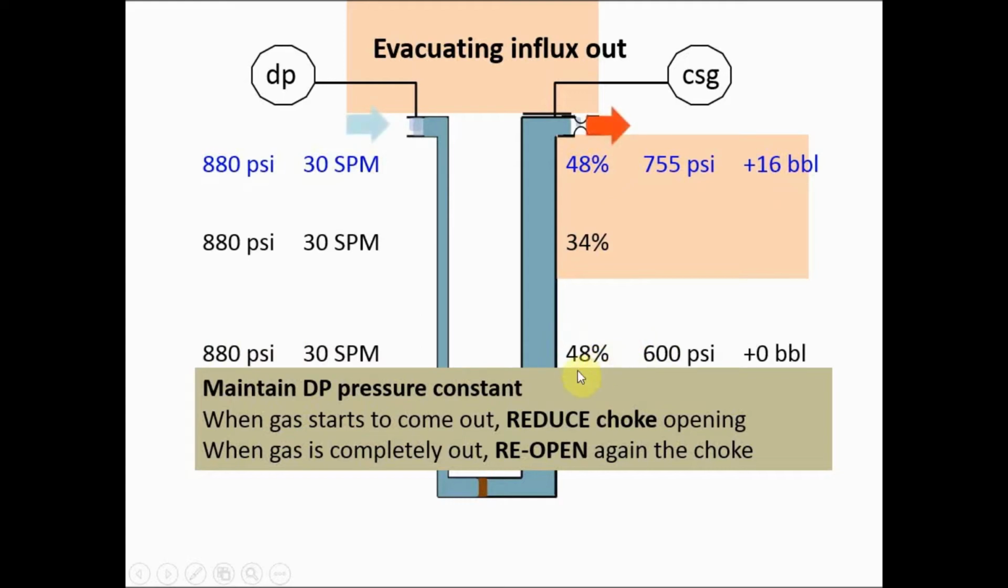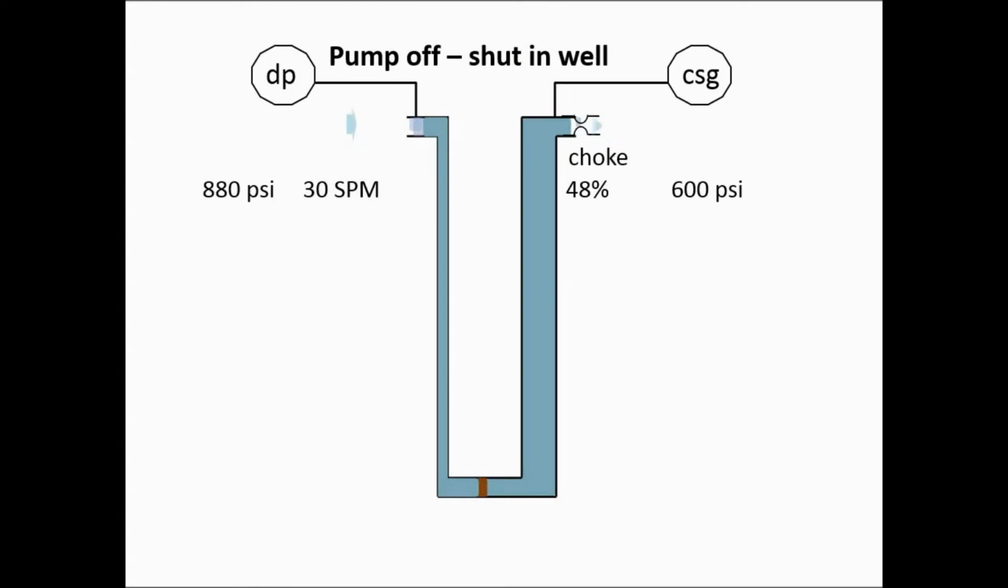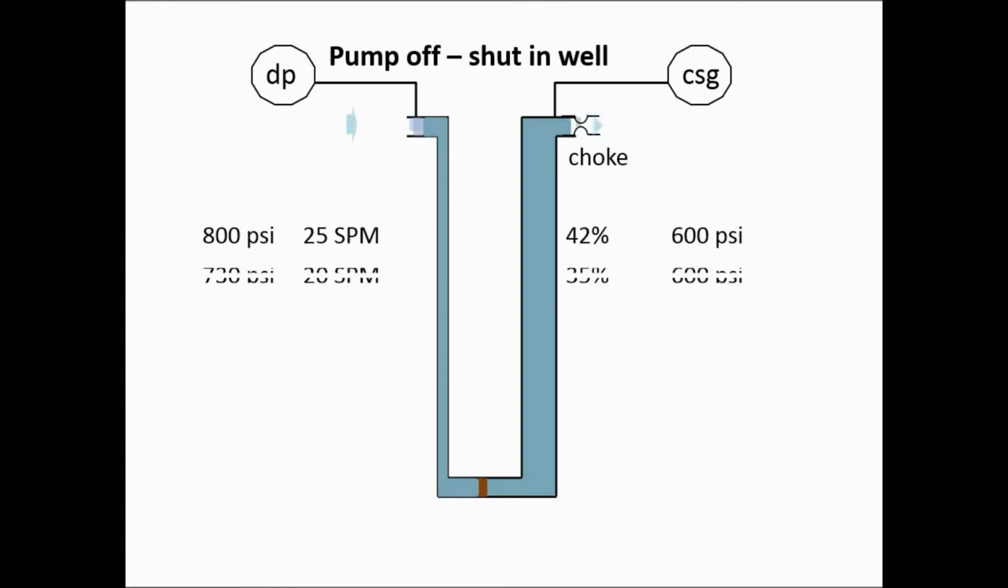After removing all the gas out of the annulus, casing pressure has decreased from 755 psi to 600 psi, and pit gain has decreased from 16 barrels to 0 barrels. Now we will slowly shut down the pump and shut in the well.